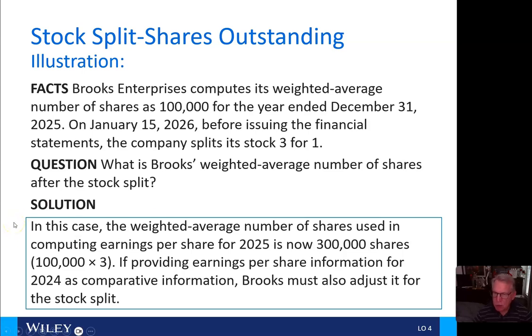Well, in this case, the weighted average number of shares used in computing earnings per share for 2025 is now 300,000, computed by taking this 100,000 and multiplying it by 3. If providing earnings per share information for 2024 as comparative information, Brooks must also adjust it for the stock split. Okay.